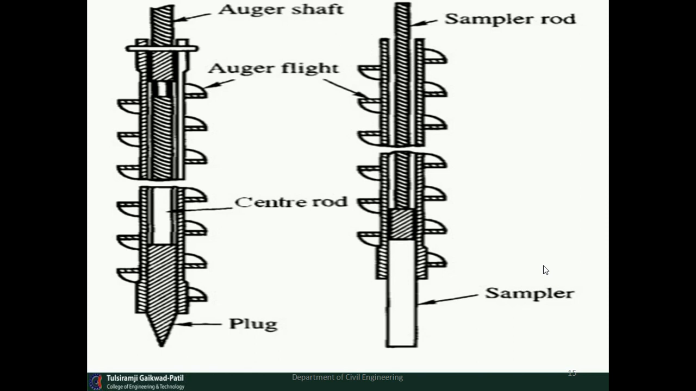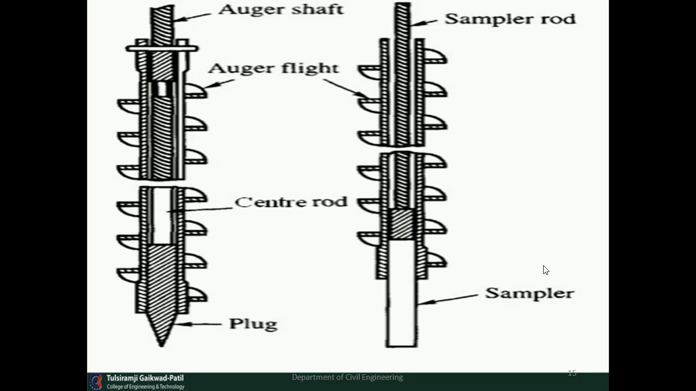You can see this is an instrument related to auger boring. If you want to make boreholes in the earth, we have to use this type of instrument, which is useful, and we can easily make the holes. This instrument includes the bottom part as a plug, center rod, auger flights, and auger shaft. By connecting this shaft to the machine, we can bore the holes.